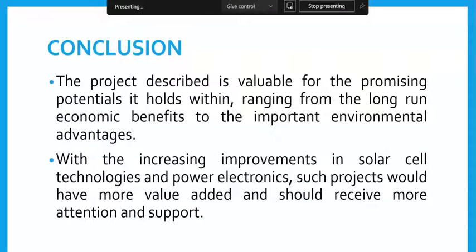Finally, the conclusion. We have already seen that non-renewable energy sources are used extensively, and we need to use renewable energy for the benefit of the environment. That's why this project will help to do so.